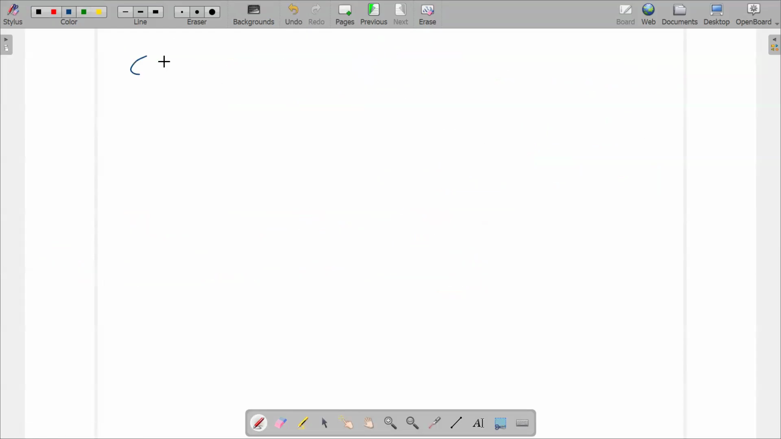So I've got cosine of 2 alpha equals 1 minus twice the sine squared of alpha. I want to solve for the sine squared, so we'll subtract 1 here.